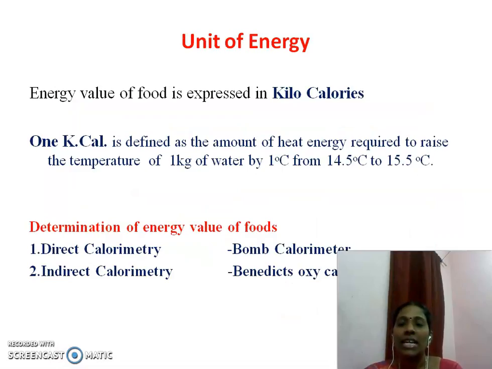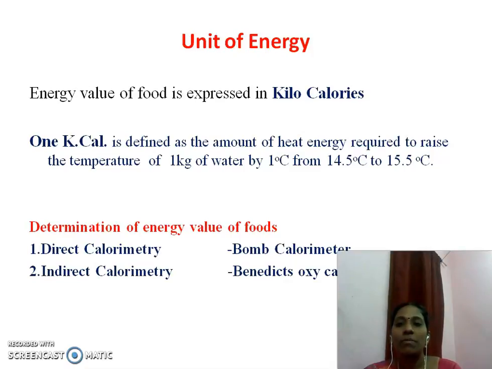Then we can see the unit of energy. Usually the energy value of food is expressed in kilocalories. 1 kilocalorie is defined as the amount of heat energy required to raise the temperature of 1 kg of water by 1 degree centigrade, from 14.5 degrees centigrade to 15.5 degrees centigrade. This is nothing but, if you take 1 kg of water, how much heat is required to increase the temperature by 1 degree centigrade comes as the kilocalories.